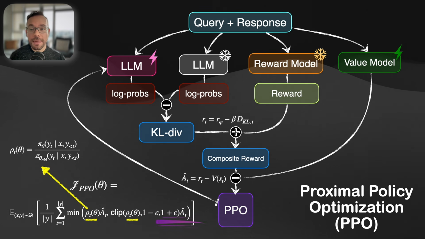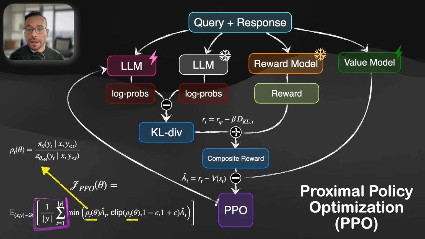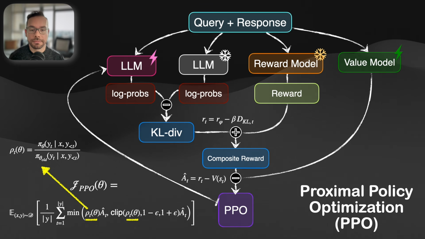The clip and the min here are safety brakes. They cap how far a single update can move, so one overconfident token can't destabilize the whole policy. We average over every token and example, and maximize it. In short, advantage sets the direction, ratio measures the change, and the clip keeps us from going too far. And as we update the policy, we also update the value model to keep the baseline prediction calibrated.